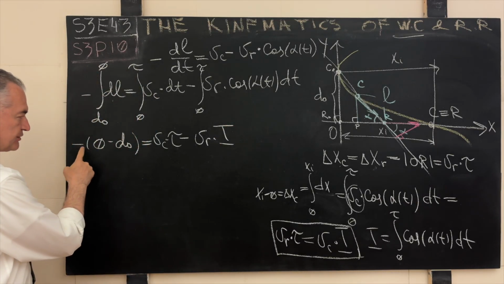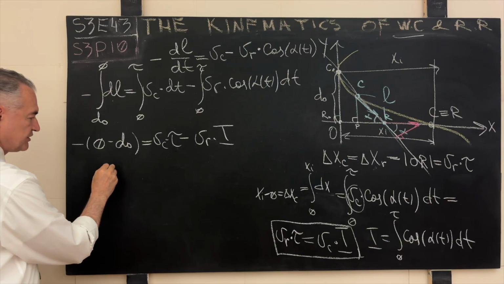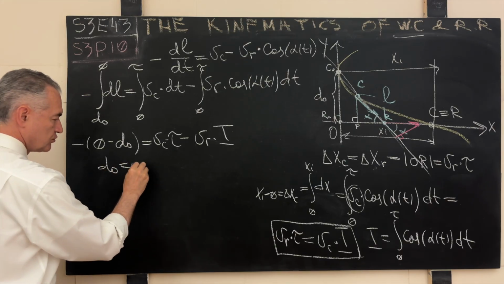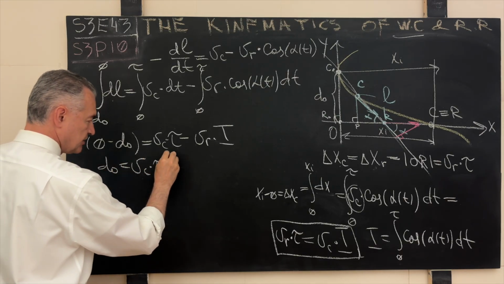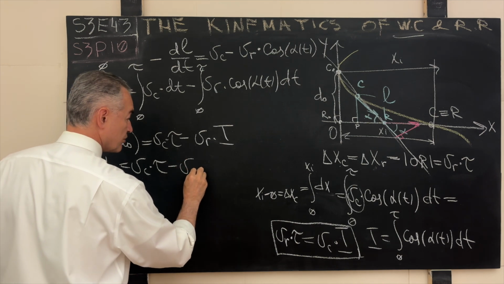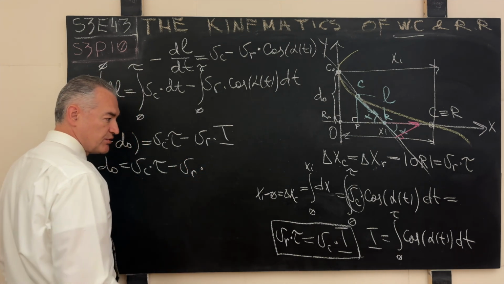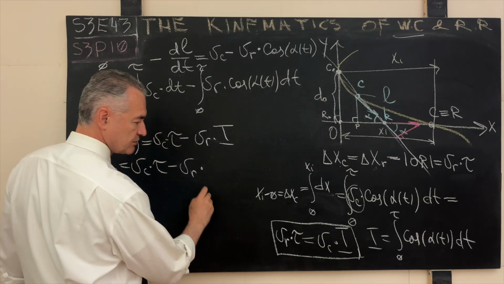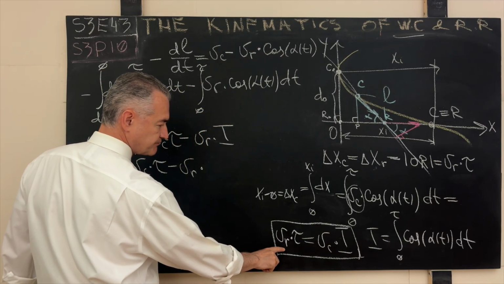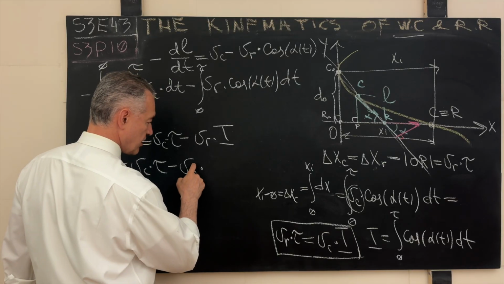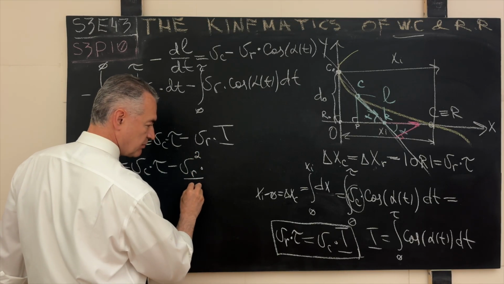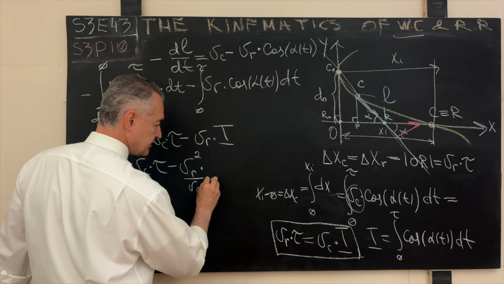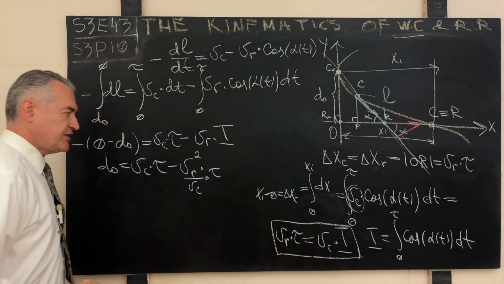And what is this? 0 minus this. So d0 is equal to velocity of the chaser times the intercept time minus velocity of the runner times. Let's be brave and write down the expression for this potentially horrible integral. Will be what? Velocity of the runner, so square, divided by velocity of the chaser times the intercept time tau.